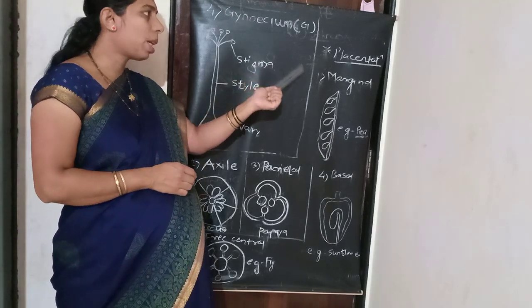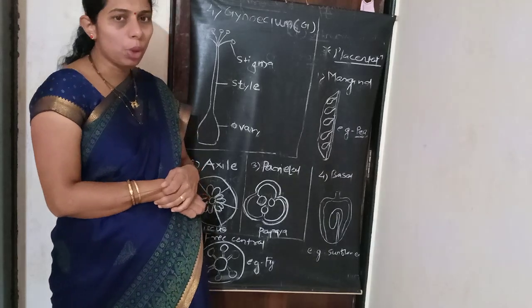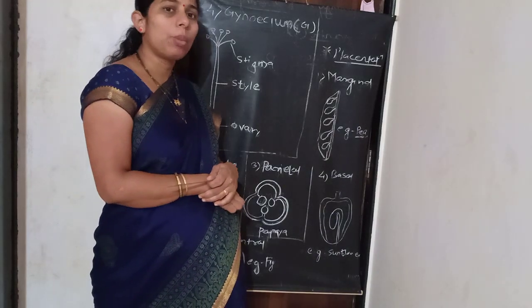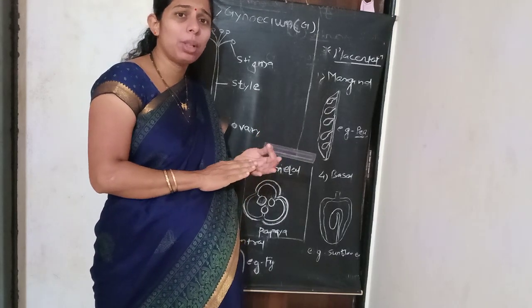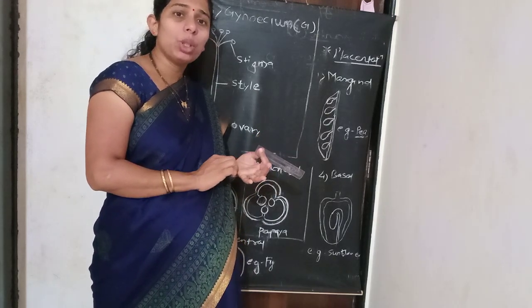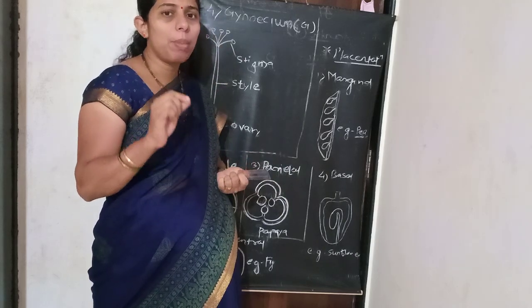Next one is placentation. Placentation means the arrangement of the ovules on the ovary wall, on the placenta. म्हणजे ओव्हरीच्या आतमधल्या भागावरती फर्टाईल टिश्यूवर ओव्हल्स म्हणजे जे दाणे असतात त्यांची अरेंजमेंट कशी झालेली आहे. It is called placentation.